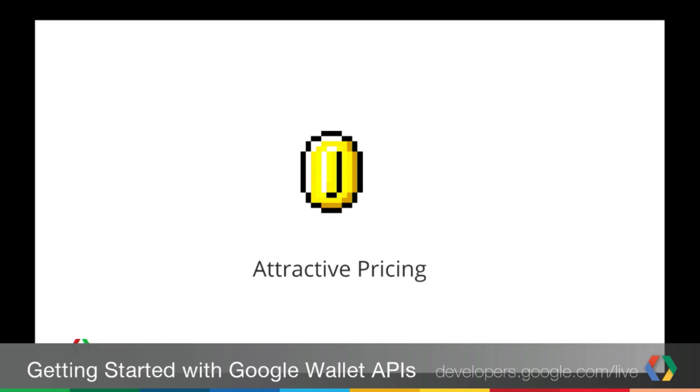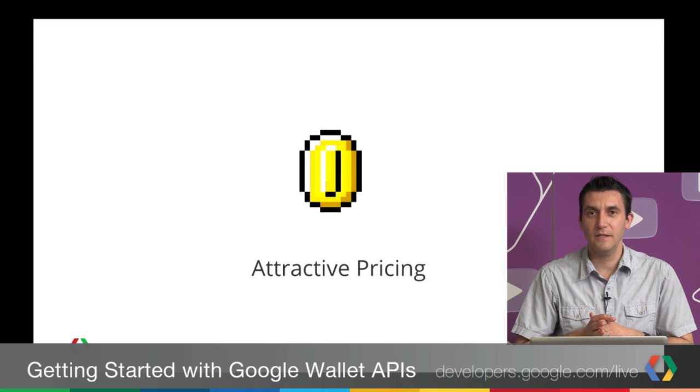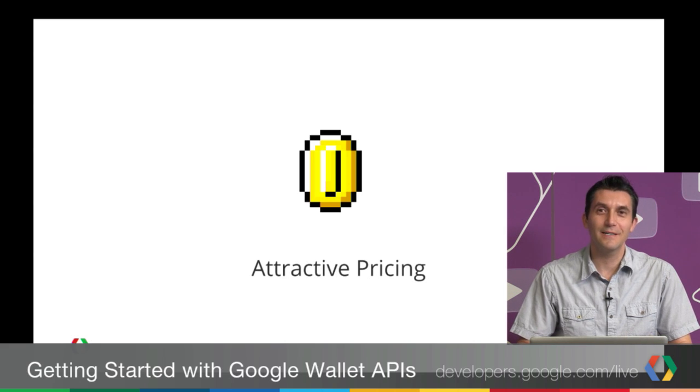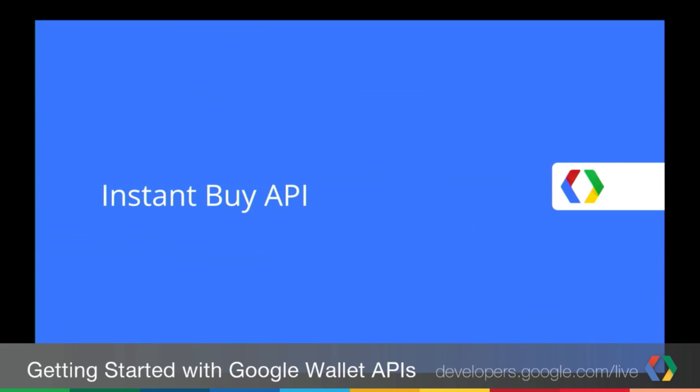And another important principle was to keep it affordable. In the Digital Goods API, the pricing structure is one of the most aggressive in the industry, with fees as low as 1.9%. The Instant Buy API, on the other hand, is absolutely free, and you will see why later in the talk. Let's have a quick look at the Instant Buy API.